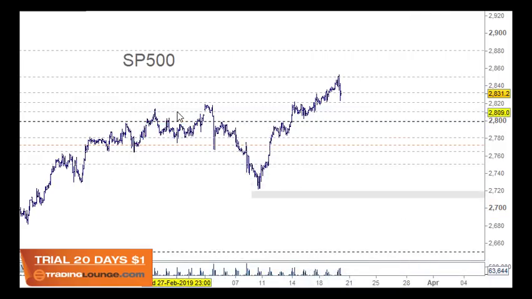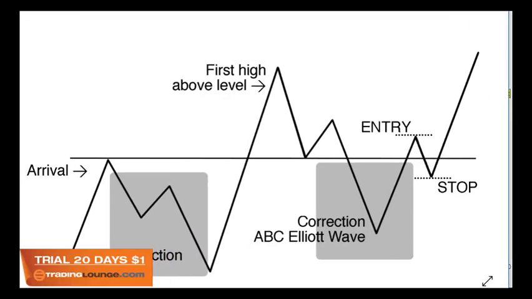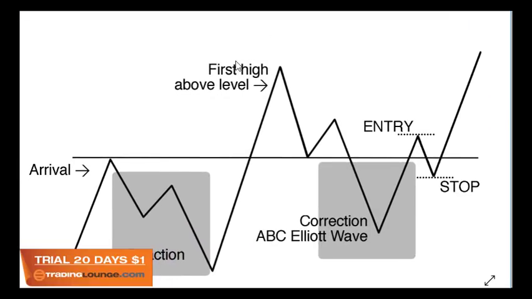So the market had the arrival here, then the reaction here. In that case, this pattern here is what I call the classic trading levels pattern. And you don't need to know Elliott Wave for this, and that's the good part about it. All you need to understand is these things here.